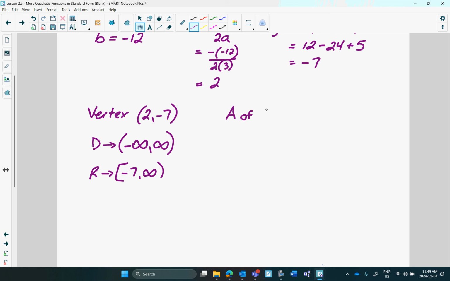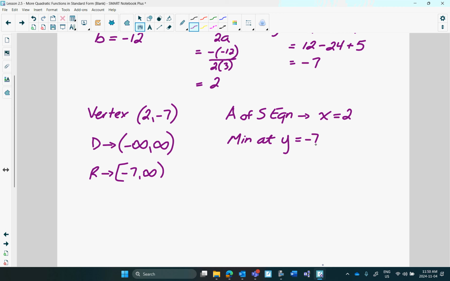The axis of symmetry equation is x equals 2. That's the vertical line that cuts the parabola in half, makes it symmetrical. Does it have a max or min? The vertex tells me. It has a min at where? y equals -7. Notice that the min and the range are kind of connected. Well, actually, they are connected, not kind of.